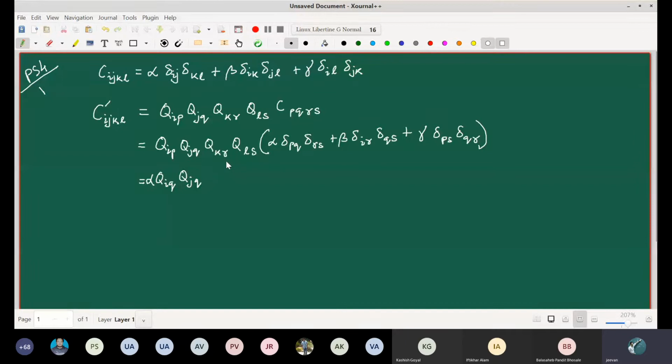This one, this KR, that I can replace: this R gets replaced by this S. So QKS. And finally, this one remains as it is. So that is the first multiplication taken care of. Next, for the term involving beta, we'll substitute this I here with this R.